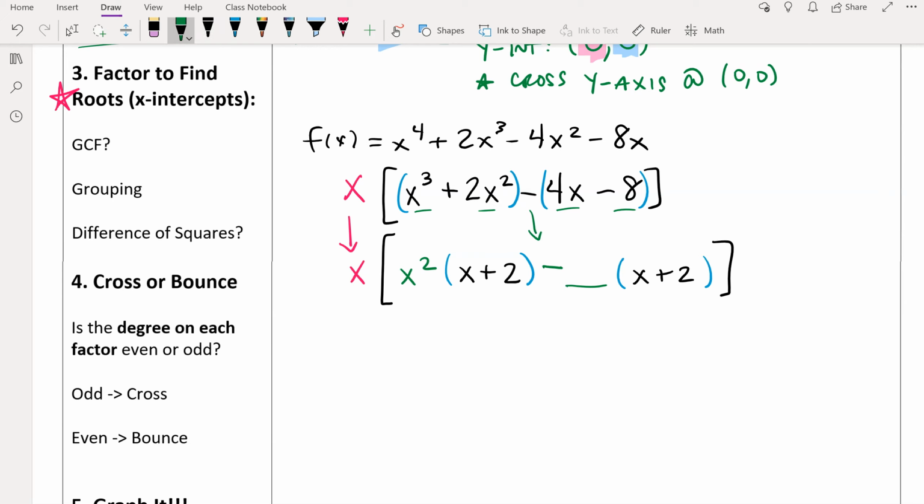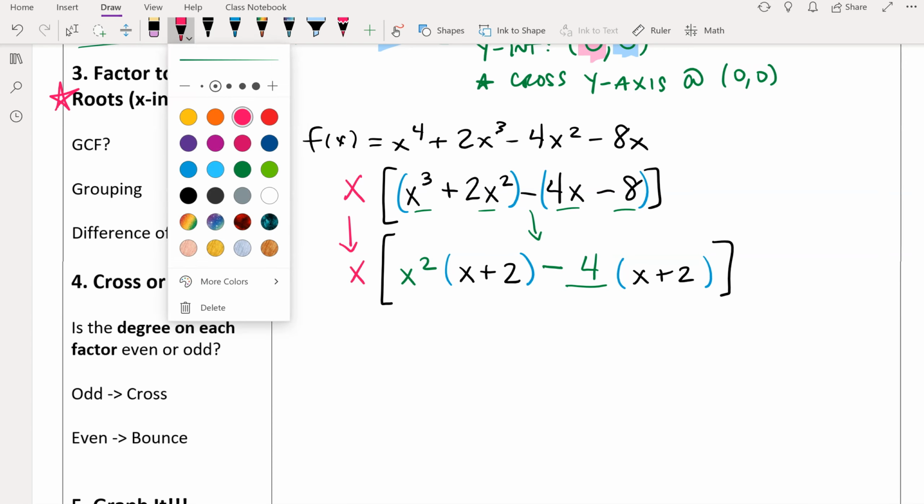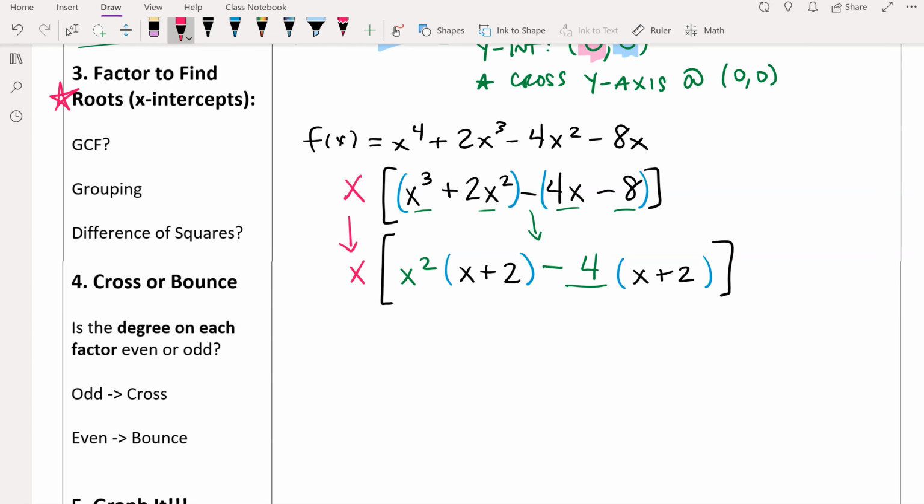Well, we can take out a GCF on this group, 4x minus 8, or we could think about what needs to multiply right here to get us back to 4x, what we started with. So the answer to that, the GCF in that group, is 4. Sweet. Now we will bring our pink x down again. So we're going to continue to bring this down.